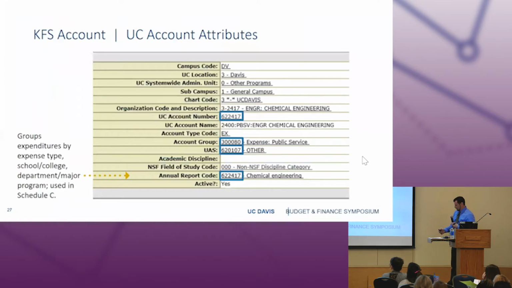So, and this screen just kind of puts them together. So the UC account number is here, and it's got an account group code, it's got a UAS code, it's got an annual report code. What we try to do is keep all these consistent, so you have a 6.2, a 6.2, and a 6.2 for these 3 fields. So in our perfect accounting world, that would be the way it is. They're not all matching like that, but the plan is to get them to be matching that way by the time we go to the new chart of accounts.